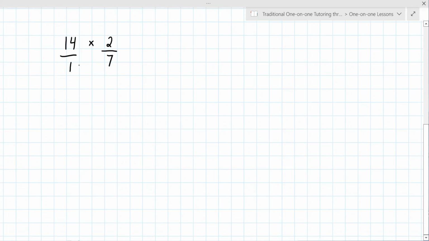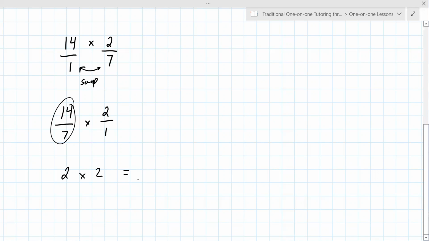But instead of doing this, you can switch the order. You can swap them. So you can actually write 14 over 7 times 2 over 1. So this 14 over 7 becomes 2, and 2 times 2 becomes 4.